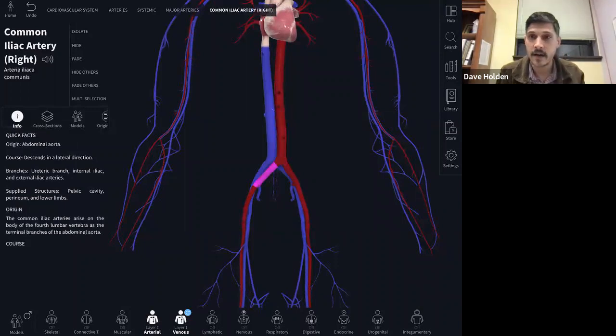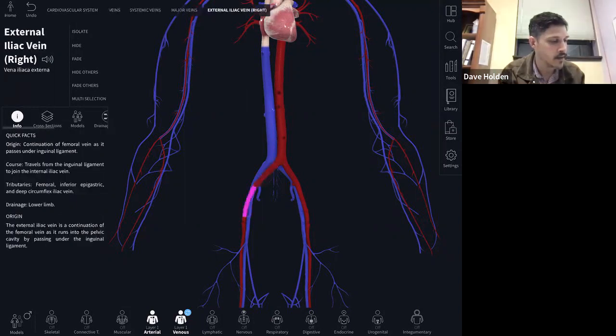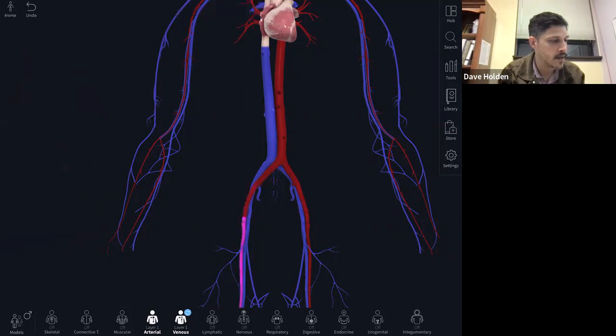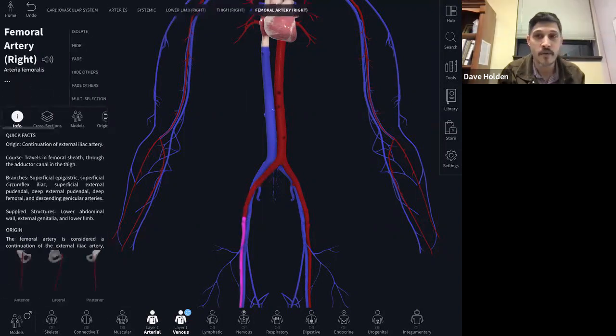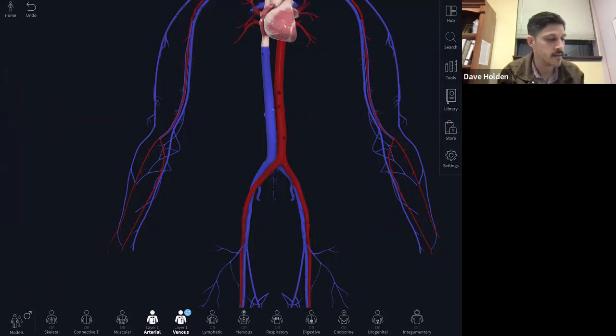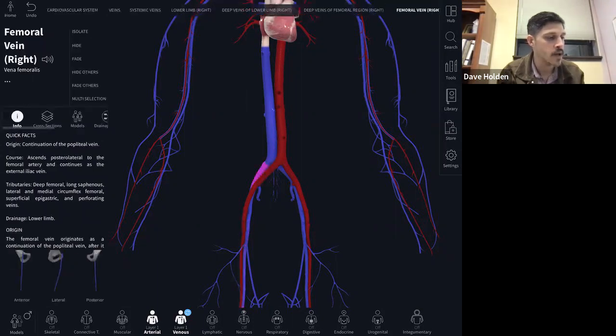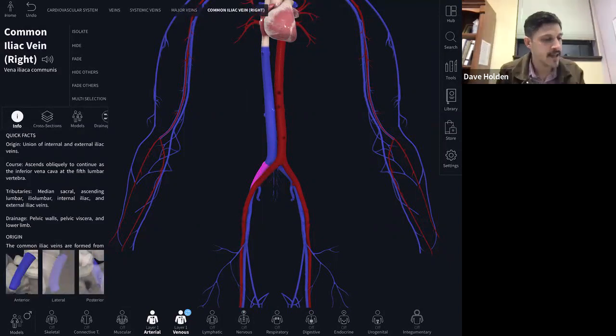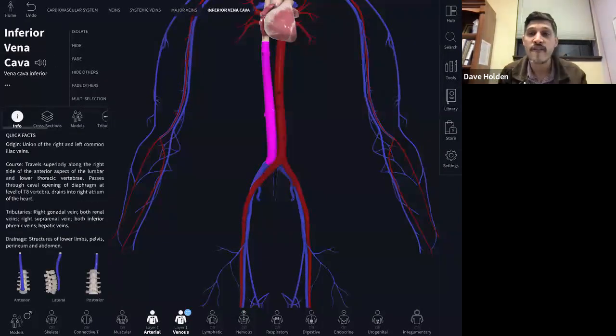Common iliac artery, or you see, it's just the next section. And then we get the external iliac artery, and then the femoral artery. Same story with the vein. We get a femoral vein, we get an iliac vein, and then we are in the inferior vena cava. We have heard this one before.